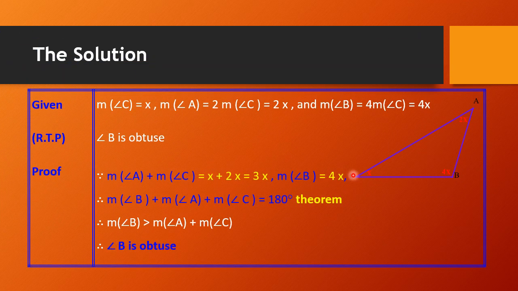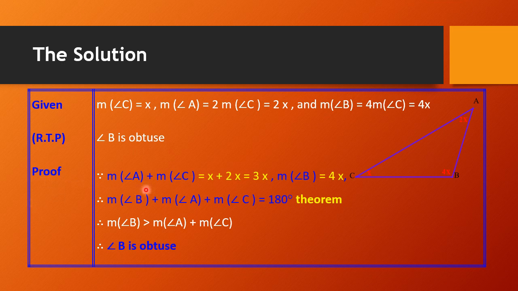Given measure angle C equals x, measure angle A equals measure angle C, like twice measure angle C, equals 2x, and measure angle B equals 4 measure angle C, equals 4x. RTP: required to prove measure angle B is obtuse.